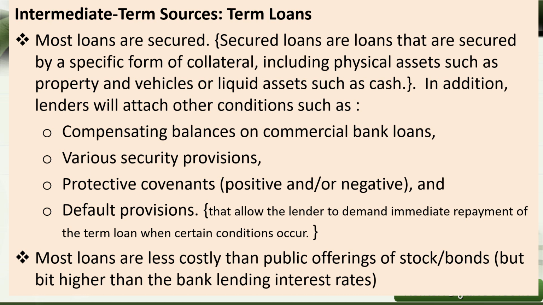Most term loans are less costly than public offerings like stocks or bonds, but a bit higher than bank lending interest rates. So the cost is in between: term loans are cheaper than public offerings, but relatively higher than the normal bank lending rates for very short-term items.